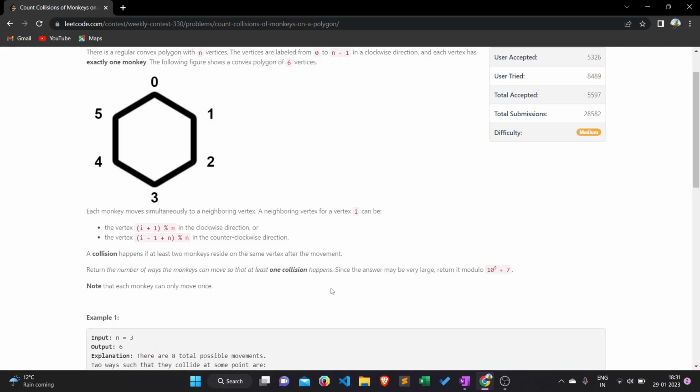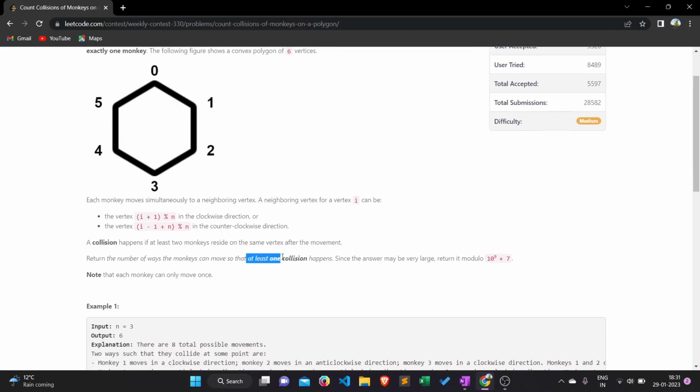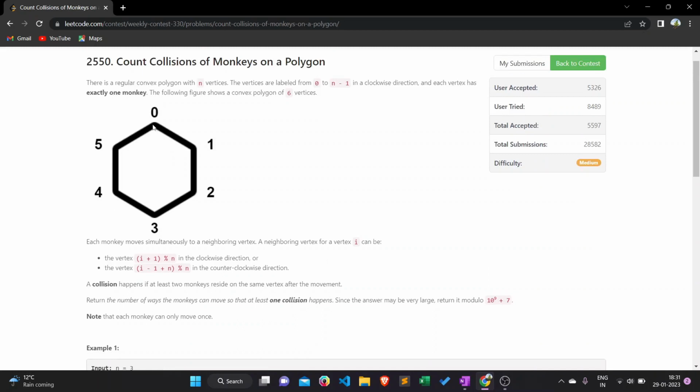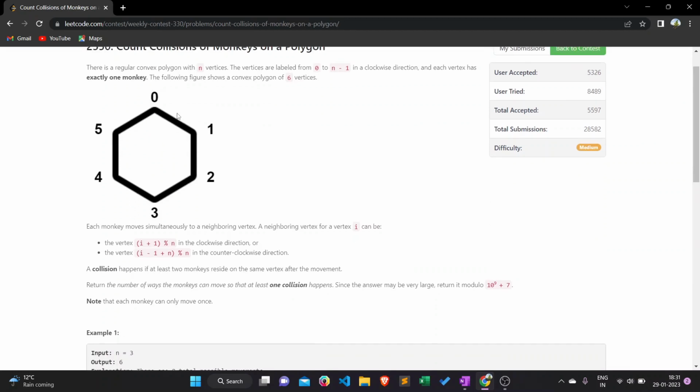So you have to consider all the moves where collisions happen greater than or equal to 1, which can also be said as the total ways to make jumps except the ways where no collision happens. That will be the required result. Total ways will be like at each vertex the monkey has two choices, either left or right. So for n vertices there will be 2 to the power n choices, the total number of ways that monkeys can move.